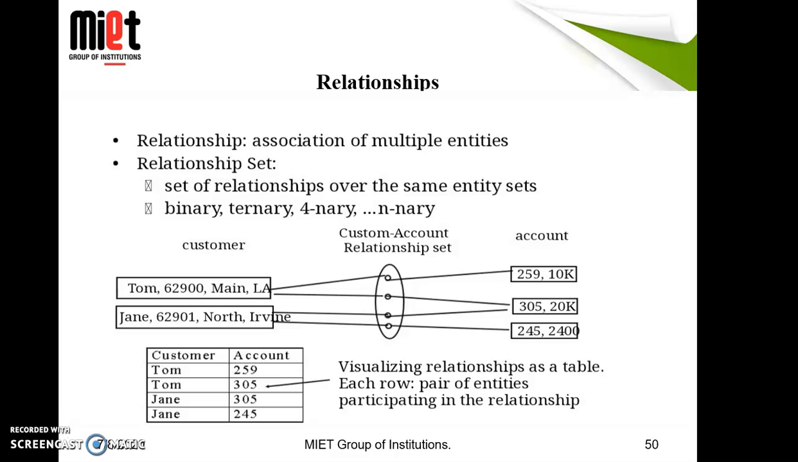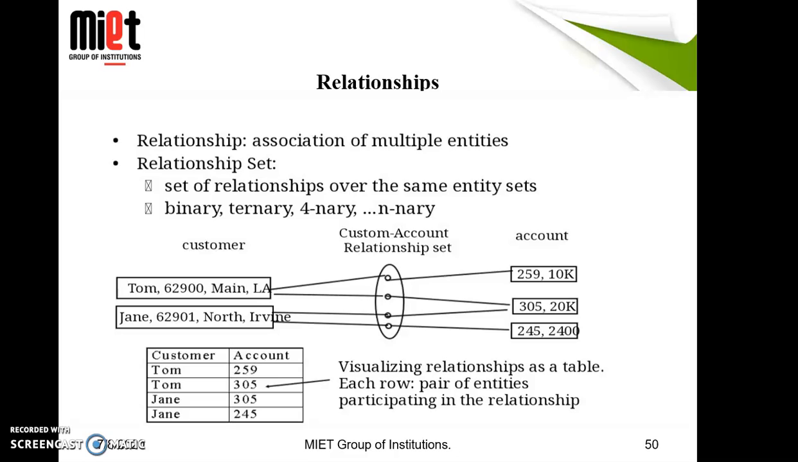For example, consider two entity sets, customers and account. Then we define the relationship customer-account to denote the association between the customers and their accounts. This is called a binary relationship, simple. So a relationship denotes the association between two entities. There are four types of relationships: one-to-one, one-to-many, many-to-one, and many-to-many.